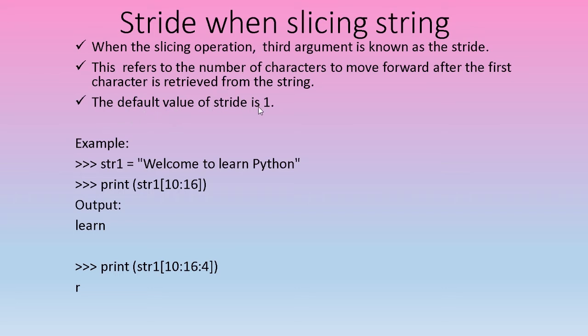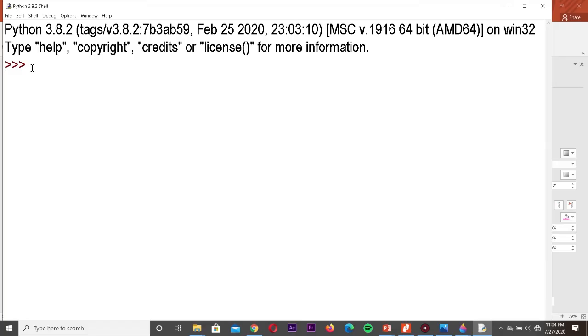If I give an example, you can understand. The default value of stride is always 1. So str1 is welcome to learn Python, and I am giving 10 colon 16. If you execute it, you can understand very easily. We shall open the IDLE.